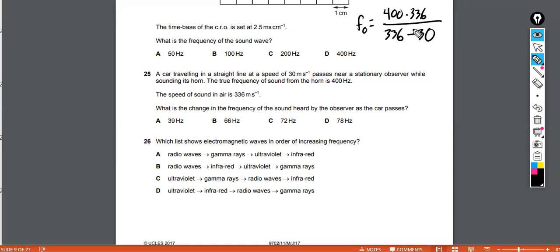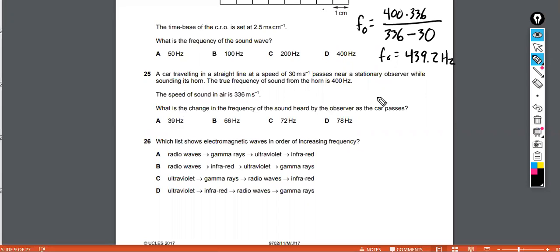400 times 336 is a big number. When I divide that by 306, it gives me the observed frequency, higher pitched, 439.2 hertz. Students might say, oh, I did this calculation correctly. The difference in the frequency is the difference between 400 and 439. This person observes a change in frequency of 39. But they didn't read the question carefully. It passes near a stationary observer.